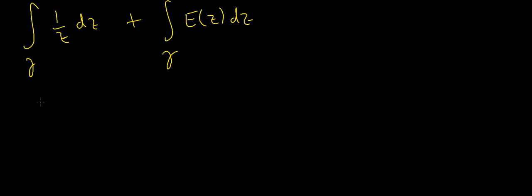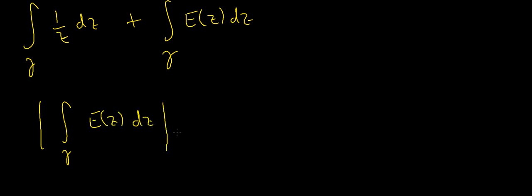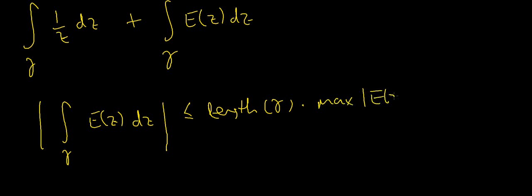I know that the modulus of the integral over gamma of E of z dz, if I use the estimation lemma, or the ML inequality, is less than or equal to the length of my curve gamma times the maximum of the modulus of E of z, where z varies along this path.